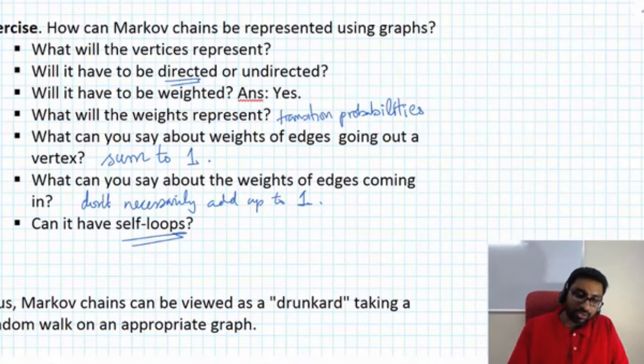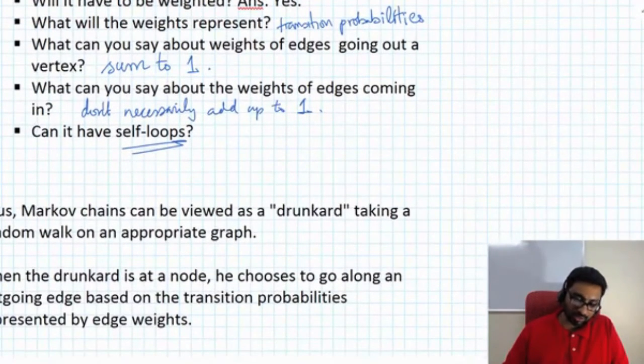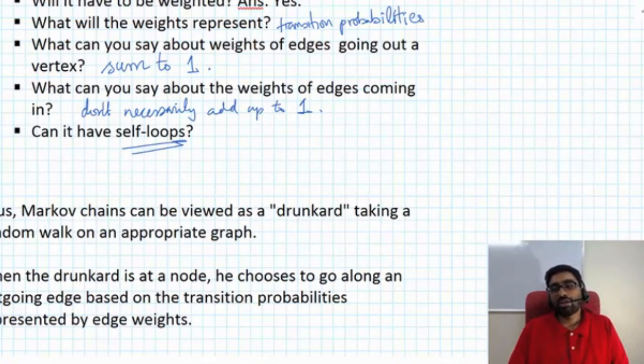Essentially, this Markov chain can be viewed as a drunkard taking a random walk on this graph. If he is at a node in the graph, then he will move to a neighboring node in accordance with the probabilities, the weights on the outgoing edges.